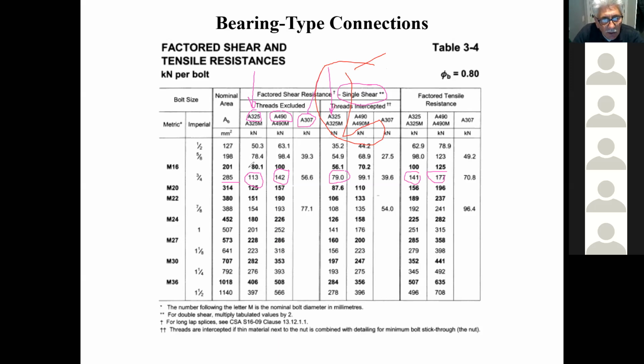Is this table clear to everybody? Any questions? Just one question. Go ahead. If you don't specify excluded or intercepted, then we always use intercepted. I always say that if I don't specify whether the threads are going to be excluded or intercepted, you should always use intercepted. And always use the A325 because that's the most common bolt. Understand?